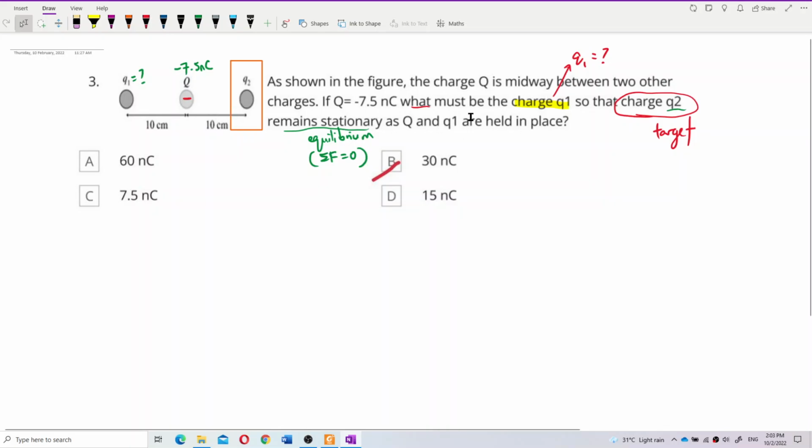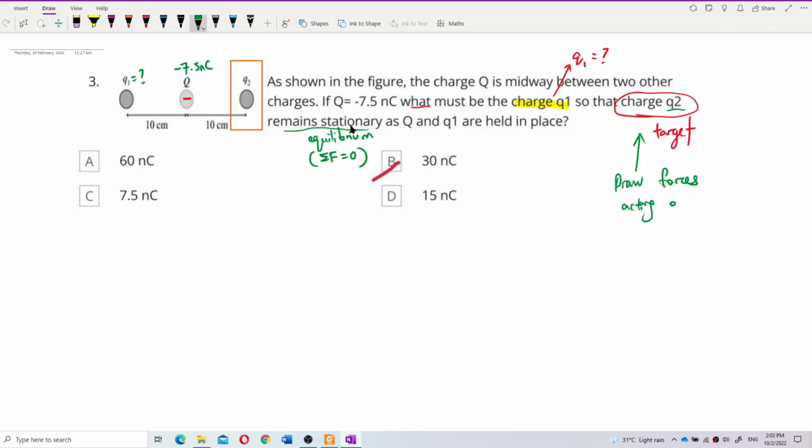So we need to draw the force on Q2. To see that Q2 is in equilibrium, remains stationary, you must draw the forces acting on Q2 to show that the total force on Q2 is 0. So what are the forces acting on Q2?